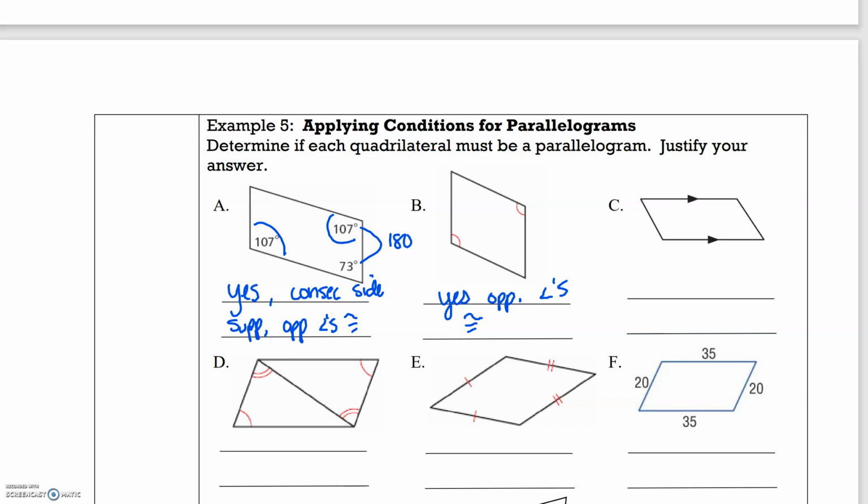And then here, this one is a no because remember it has to be congruent and parallel for just one pair of opposite sides. So no, parallel sides must be congruent.